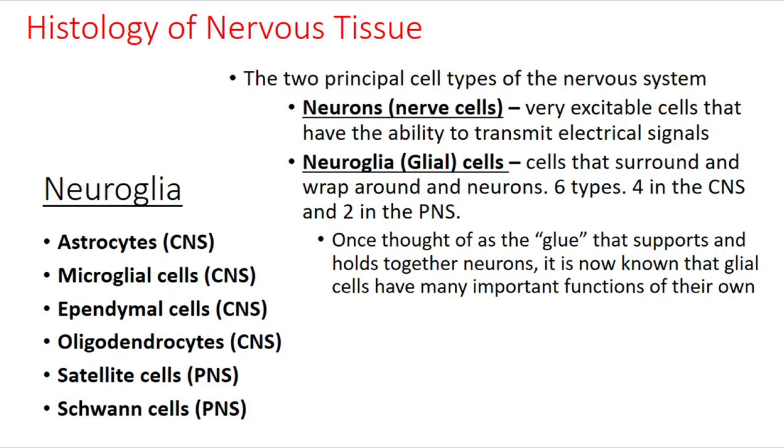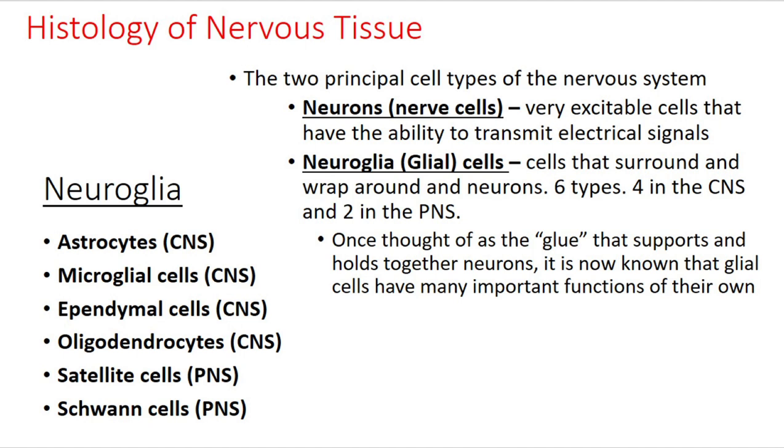All right, next we're going to be looking at the histology of the nervous tissue. There's two principal cell types: neurons, kind of the major cell for nervous tissue, and neuroglial cells. Whereas neurons are very excitable, they have the ability to transmit electrical signals and cause the release of neurotransmitters, neuroglial cells were once thought just to be glue, kind of a supportive or structural component to the nervous tissue.